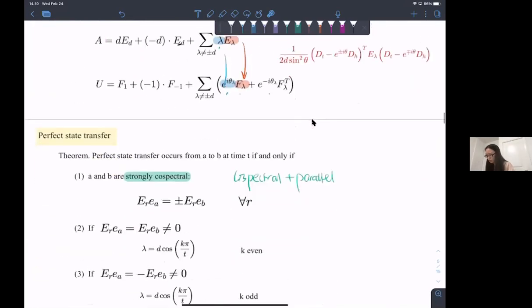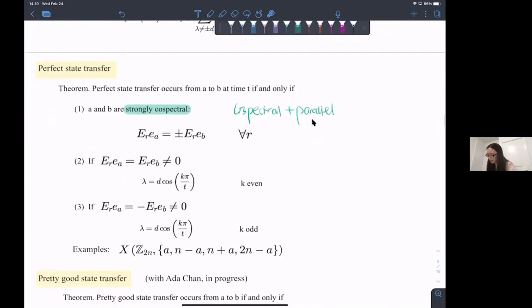One of them is perfect state transfer. So it says that PST, or perfect state transfer, occurs between two vertices if and only if these three conditions hold. First, the vertices must be what we call strongly cospectral. That is, if you look at the projection of the characteristic vectors of the two vertices for each eigenspace of A, then they are just plus or minus one of each other. So this is a condition that strengthens cospectral. It implies the cospectrality of two vertices plus something we call parallel.